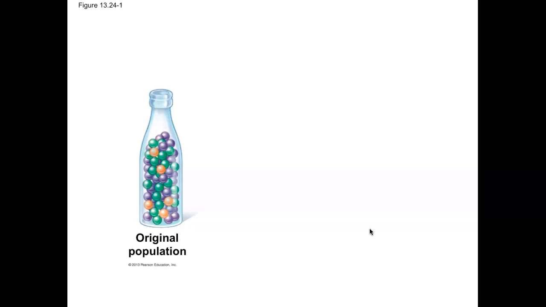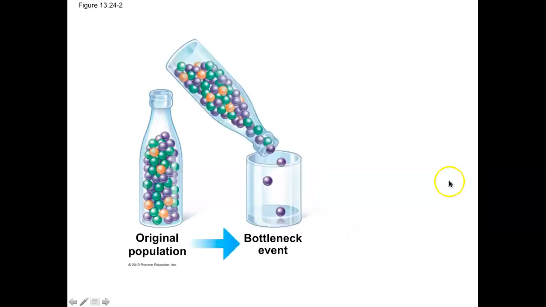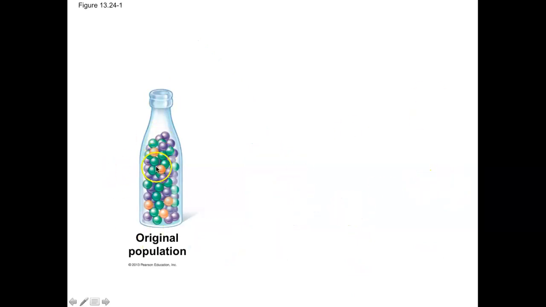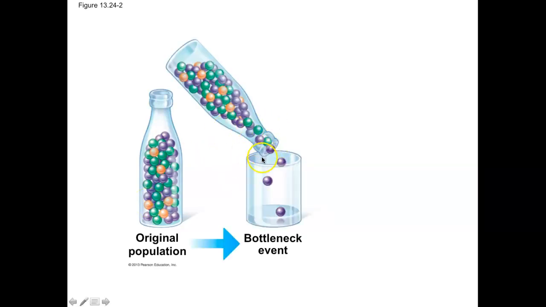One's called the bottleneck effect. So this is, again, random. Let's say it's a bad day, and this bottle and the beads inside represent the gene pool of a certain population. The different color beads are the different alleles in a population. Something terrible happens. There's a bottleneck event.